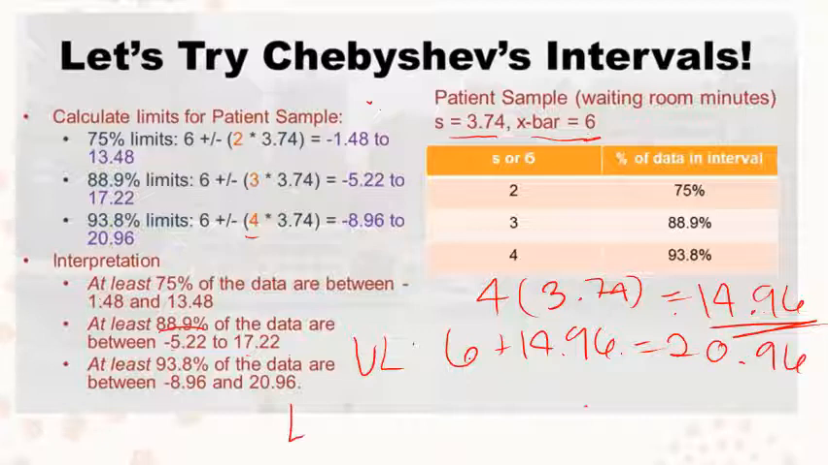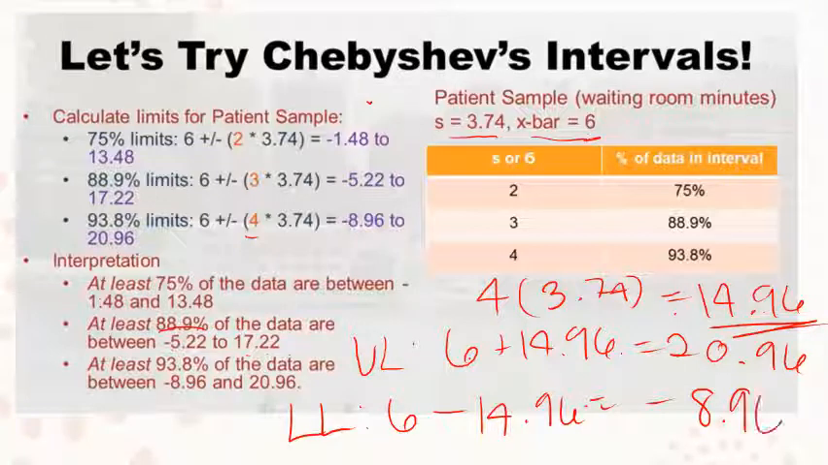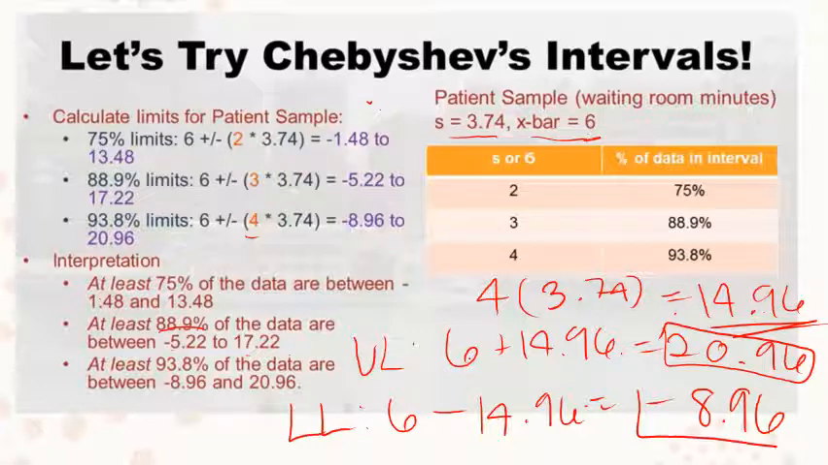20.96, and then let's find our lower limit, which is going to be 6 minus 14.96. So what is that going to be? That is going to be negative 8.96. All right, so here we have our upper limit and our lower limit, and yep, checks out. That's what we got previously.